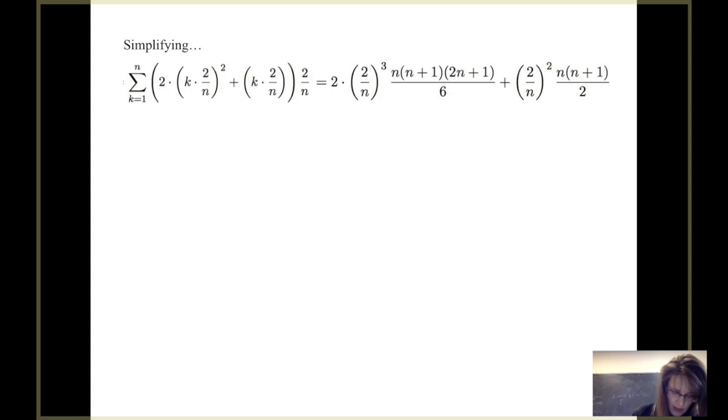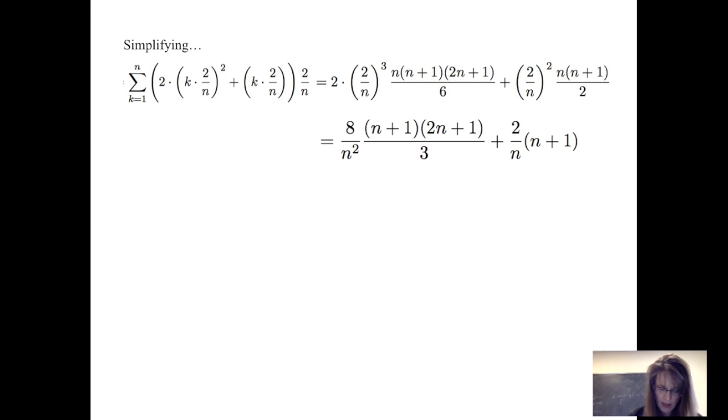So for example, I can see that I've got a factor of 2 here, a factor of 6, leaving 3 here. I've got an n here, which can cancel with one of the n's in the denominator here. And I've got a factor of 2 and a 2 and an n and an n. So cleaning things up a bit, I get 8 over n squared times (n plus 1) times (2n plus 1) all over 3 plus 2 over n times (n plus 1).